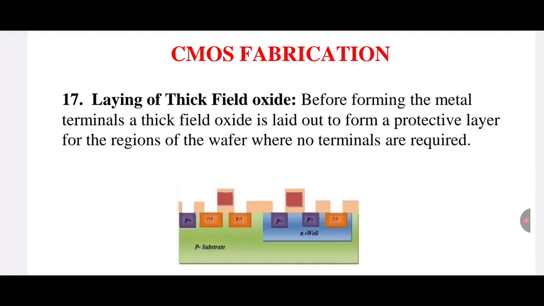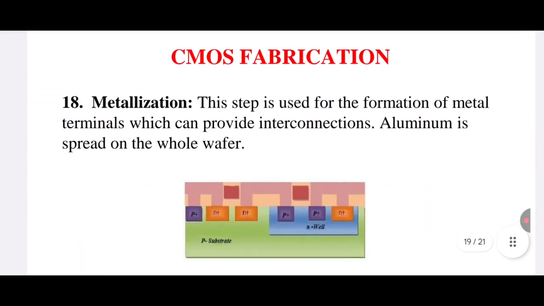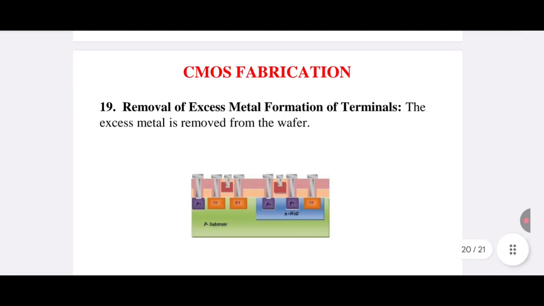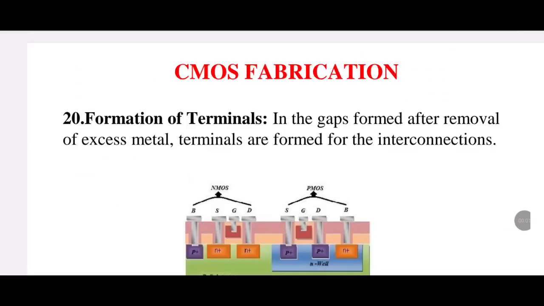the surface. Next, we will carry out the process of metallization. Here aluminum is deposited all over the wafer for giving connections to the external region. Next, we will remove the excess metal from the surface. Why? Because we require only the interconnections at the terminals, such as substrate connections, sources, drains, and gates. So the other extra metal which is present other than these regions is removed. And we will form the terminals at the gaps, wherever we require interconnections.